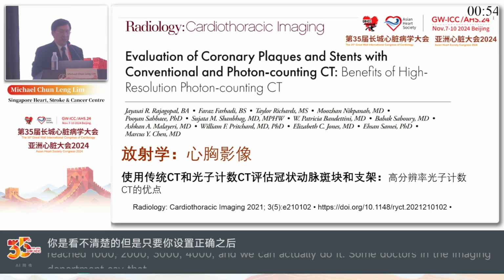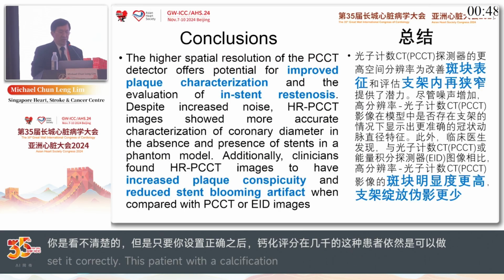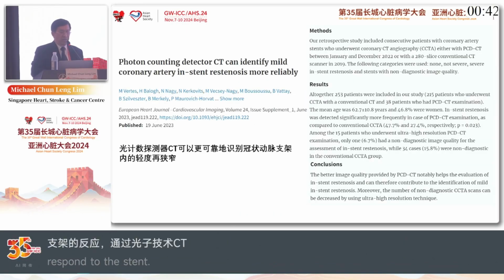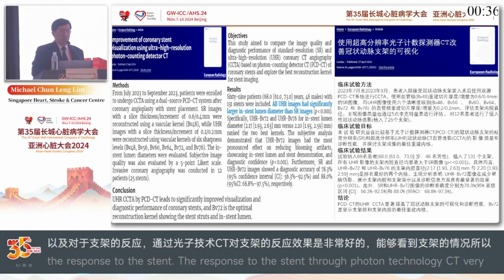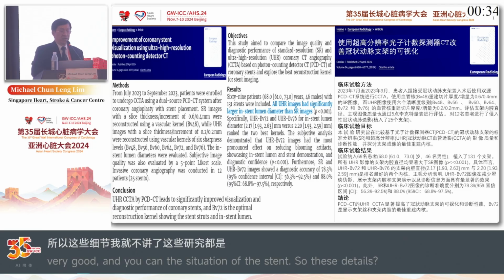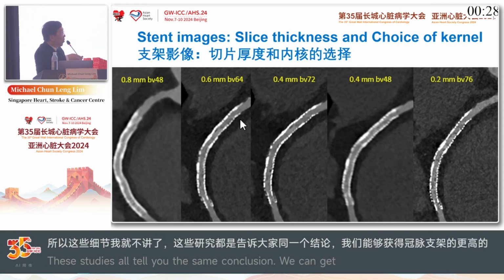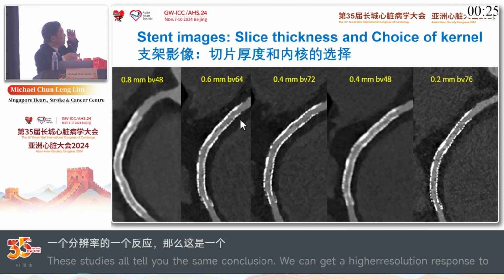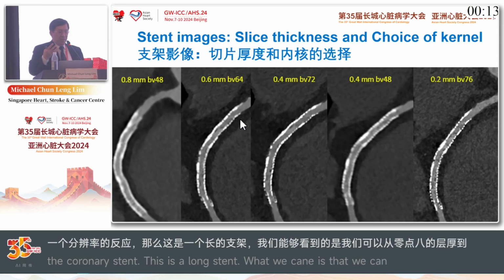Stents. There are many publications on stents as well, on how stents can be seen better with a photon counting CT, including in-stent stenosis. I won't go through the details of this study, just to tell you that all these studies tell you the same story, that you can get better resolution of coronary stents. Just to give you an example, this is a long stent. From the same image, we can reconstruct from 0.8 mm resolution to 0.2 mm resolution.